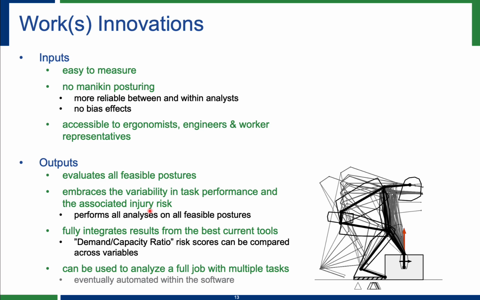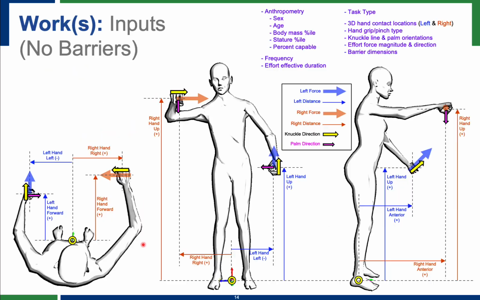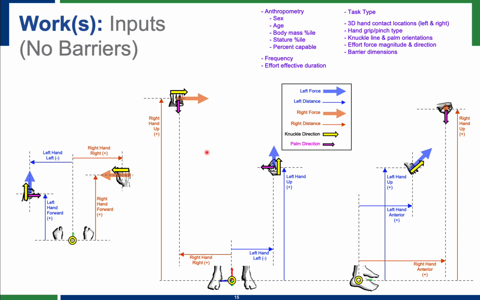on all feasible postures. It fully integrates the results from the best current tools, and some are very up to date. And we calculate these demand capacity ratios, which I'll explain, and have a separate video that goes into detail about that. And it can be utilized to analyze a full job with multiple tasks, and I'll talk a bit about that later. So when we look at the different inputs that might typically get used, I've sort of described all of these already. The only difference with Works is that there is no posture that needs to be input, and that's the thing that takes people the longest and is probably the least reliable.